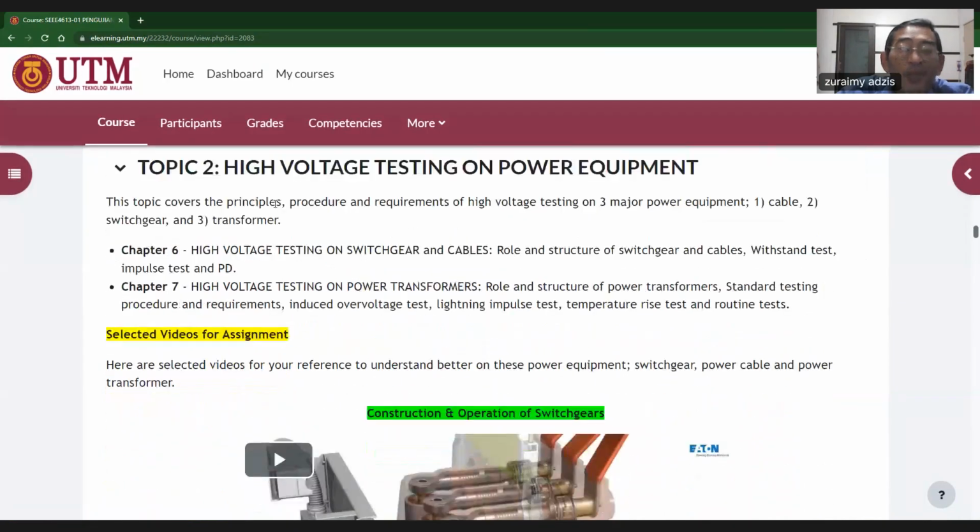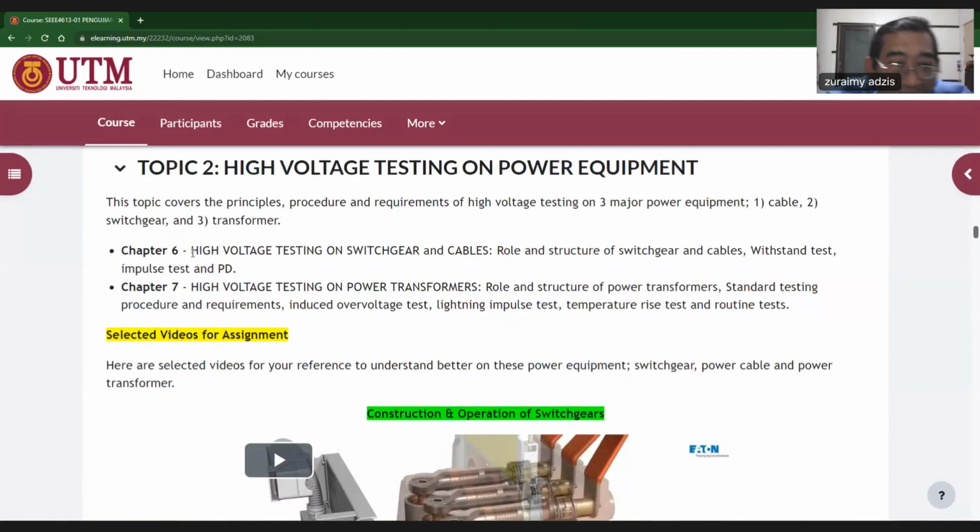So for today, let's look at the incoming topics, which is talking about the apparatus itself. Referring to standard 4, we only deal with the required testings, but we don't have any idea on what the high voltage testings were done on. Were they done on transformers, switchgears, cables, and so on?